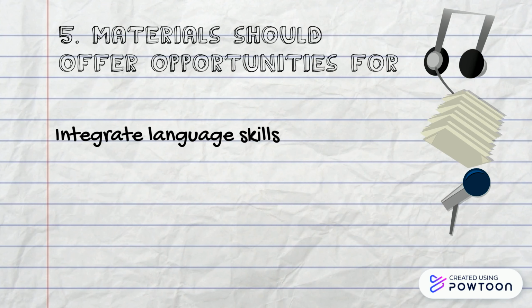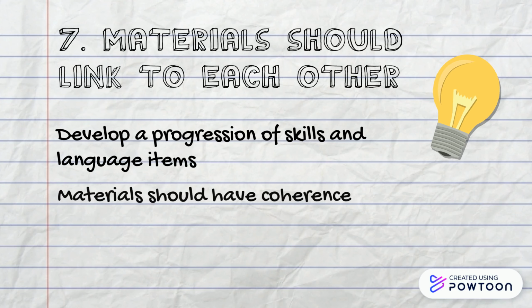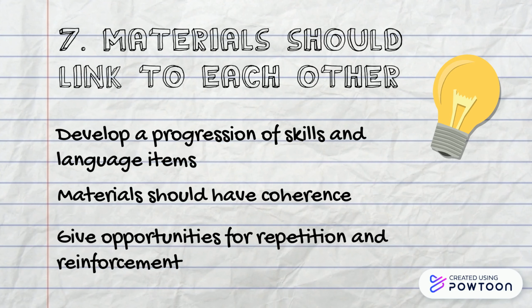Guideline number 7. English language teaching materials should link to each other to develop a progression of skills, understandings, and language items. Materials should have coherence and should give opportunities for students to have repetition and reinforcement.